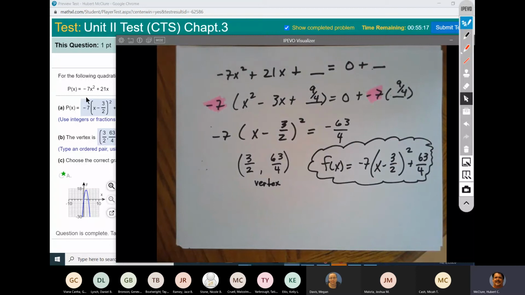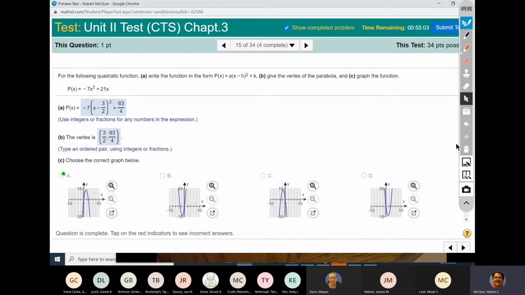And we know it's in the first quadrant. We know it's opening downward. We know it's skinny. And we know it's in the first quadrant. So let's see. So it's not this one. It's not this one because this one's in the second quadrant. It's got to be A, and that's it.